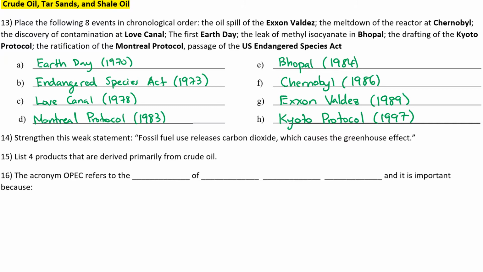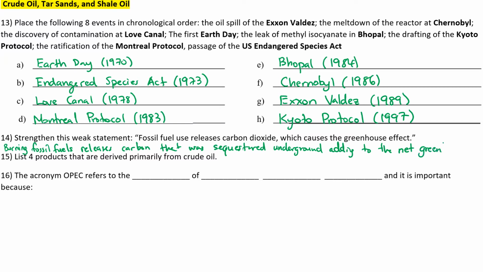So again, burning fossil fuel releases carbon that was sequestered underground, adding to the net greenhouse gas content of the atmosphere, which causes the increased rates of global climate change.